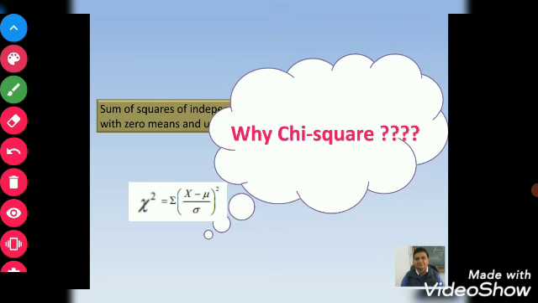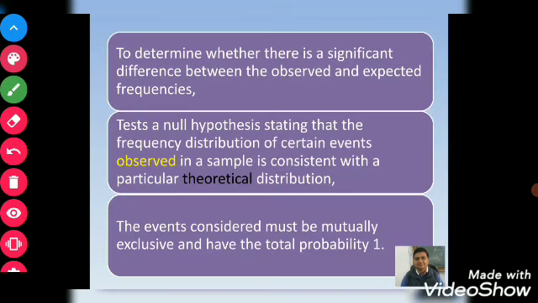So the next question is why chi-square? Some of the idea I have already discussed. Here we will see systematically why we need the chi-square test. It is required to determine whether there is a significant difference between observed and expected frequency. So I was talking about the frequency. Sometimes you have to test whether there is a difference between observed and expected frequency.